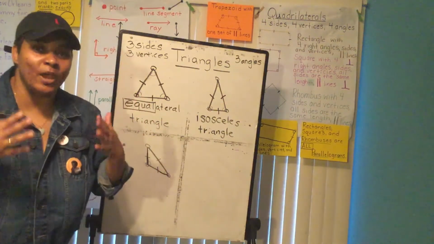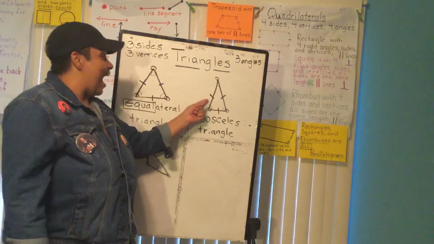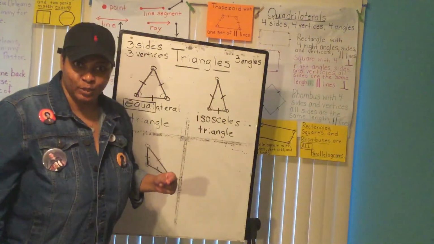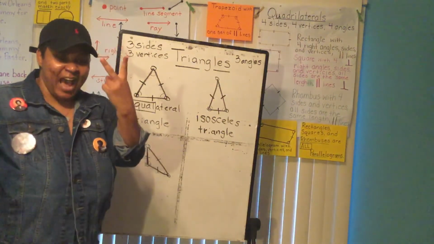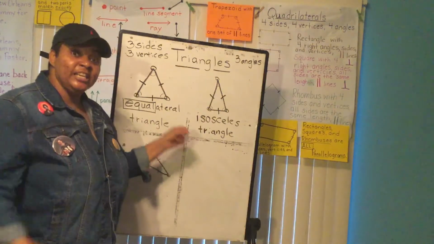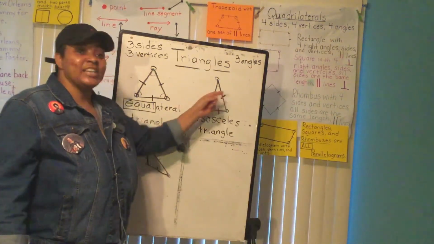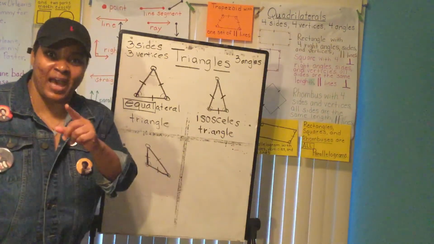So let me tell you the way that I remember the isosceles triangle. I say, ice, ice, baby. Do it again. Ice, ice, baby. Ice, ice. 2 of the same words, right? So that isosceles means 2 sides are the same. Ice, ice, baby is my isosceles.